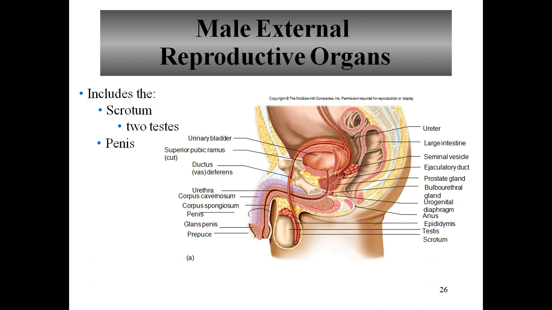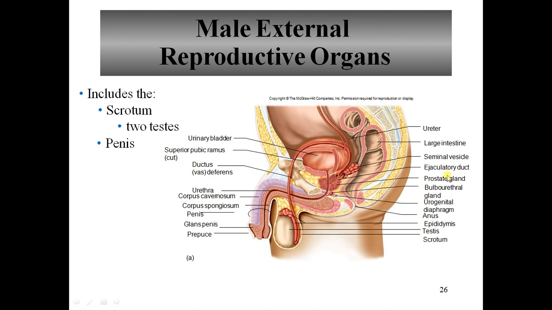We also discussed the list of the accessory organs, the male internal accessory organs. So in this lecture we are going to focus first on the male external reproductive organs. In the last lecture we already discussed the male accessory organs, but today we are going to discuss the male external reproductive organs.